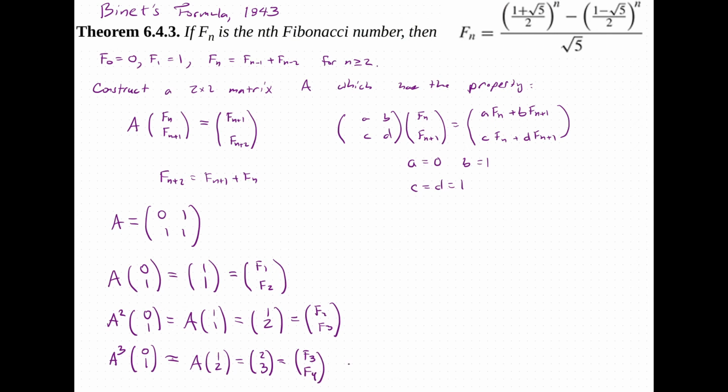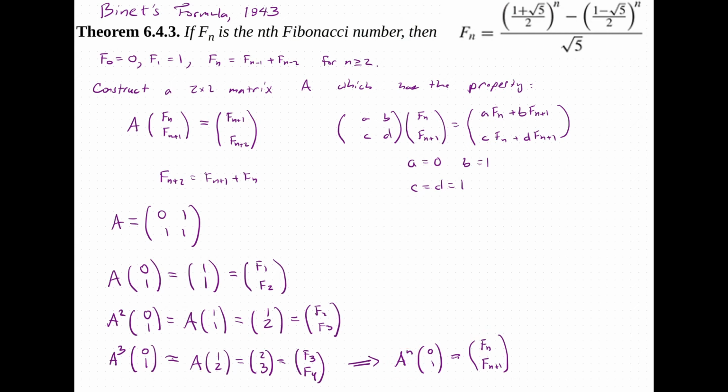And so what we are seeing is that by taking A to the n of 0, 1, when I say A to the n of 0, 1, I mean the matrix multiplication A to the n times the column vector 0, 1, what we are getting back is the nth Fibonacci number and then the n plus 1 Fibonacci number. And so what we want to do is find a formula for what A to the n is. Because if we find what A to the n is as a matrix, then we can just take A to the n, multiply that by the column vector 0, 1, and the top entry is equal to the nth Fibonacci number. So how do we find A to the n?